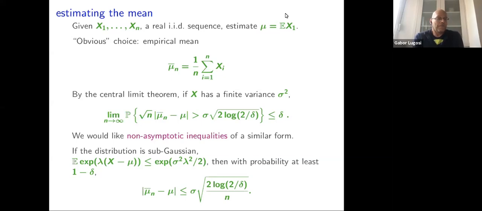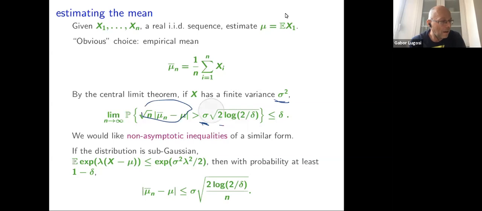But if we assume just a little bit more, that the variance is finite, then we have this beautiful, also very classical theorem, the central limit theorem, that tells us that the rate of convergence is about 1 over square root of n. And moreover, we have this very nice asymptotic inequality that says that as the sample size goes to infinity, square root of n times the difference between the empirical mean and the true mean is at most sigma, which is the standard deviation, times something like square root of log 1 over delta. And this happens with probability 1 minus delta.